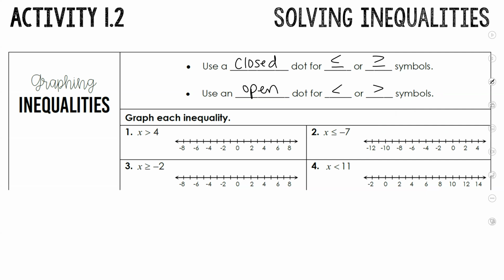So guys, these go together. Brackets go with these symbols, and you get a closed circle. With parentheses, you get these symbols, and it's an open circle.